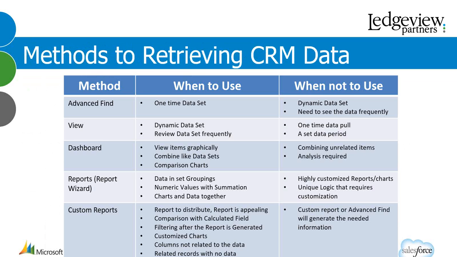Our next item is reports, specifically utilizing the report wizard. It's a fantastic tool, it really is. You can pull data and set it in groupings, meaning you could group all opportunities for a specific account, and then summarize the numeric values. So if you want to know how much revenue was generated for that account in all opportunities for last year, you can do that and then sum up all the data for the year.